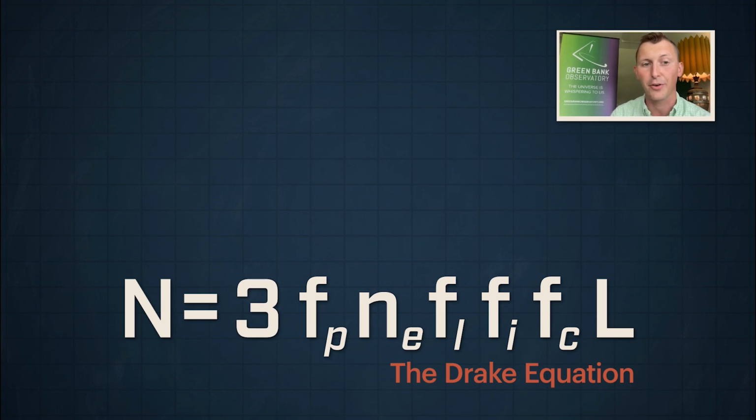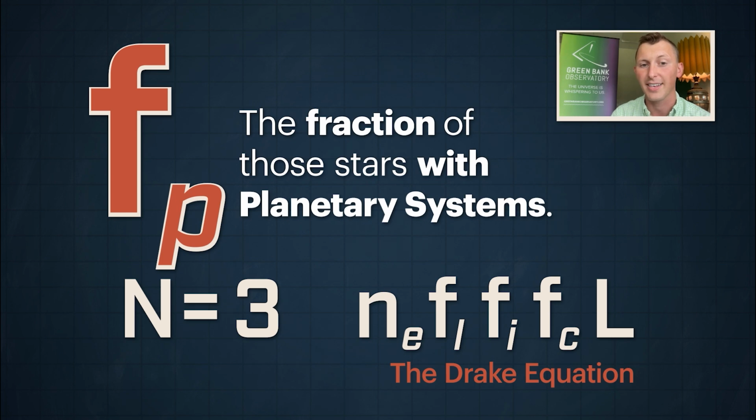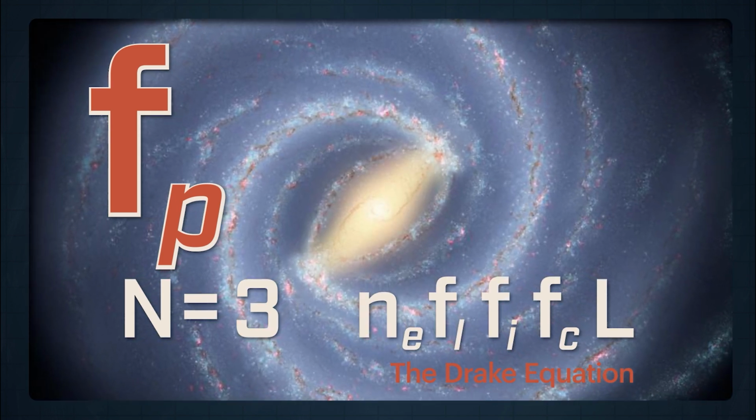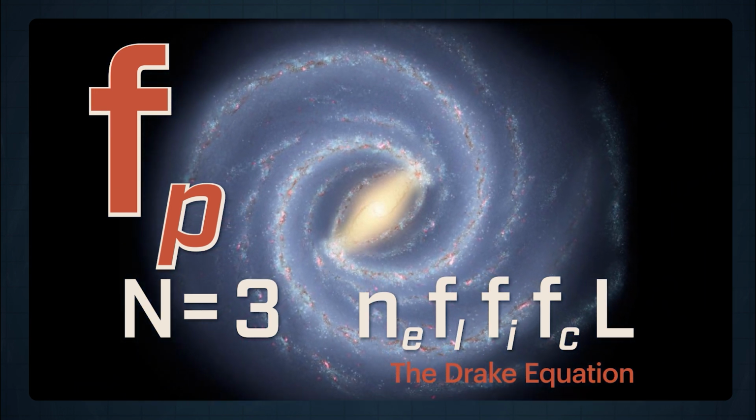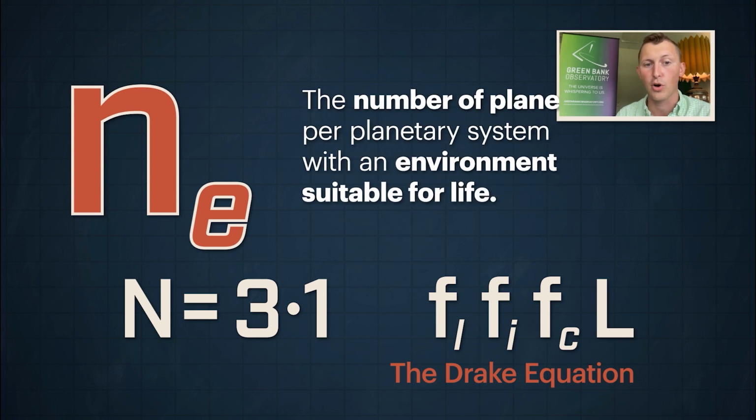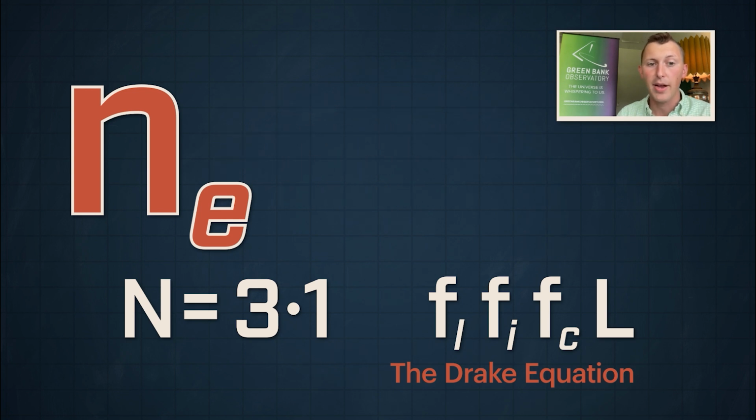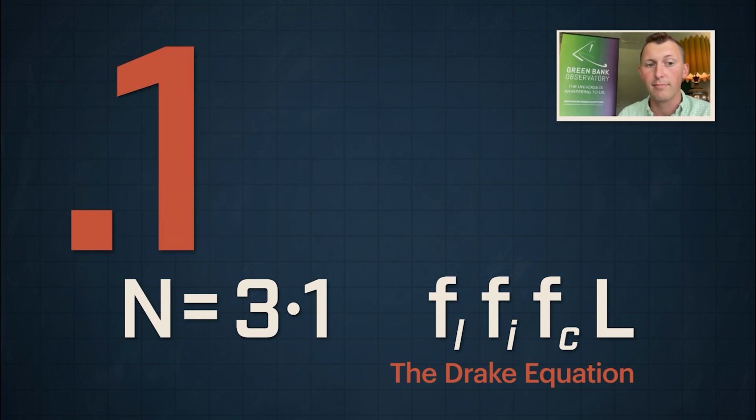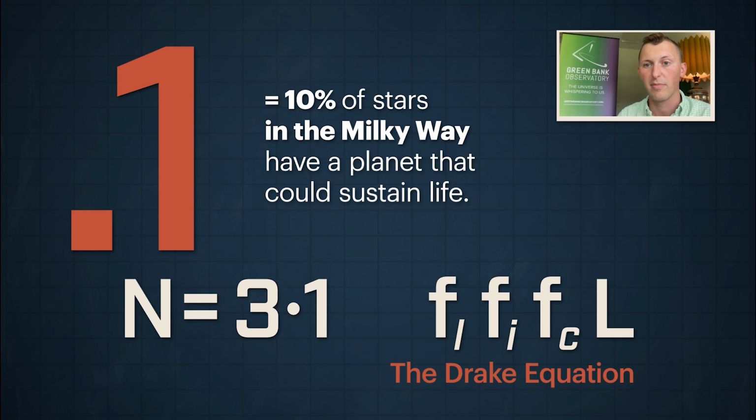The next term in the Drake equation is F sub p, the fraction of those stars with planetary systems. Pretty much every star out there in the Milky Way has planets around it. So if every star has planets around it, then F sub p would be about 1. So the next one, N sub e, is the number of planets per planetary system with an environment that is suitable for life. But it doesn't look like most stars necessarily have planets like that. So I might put a value of 0.1. So that's basically saying, okay, maybe 10% of stars have a planet around them that could sustain life.